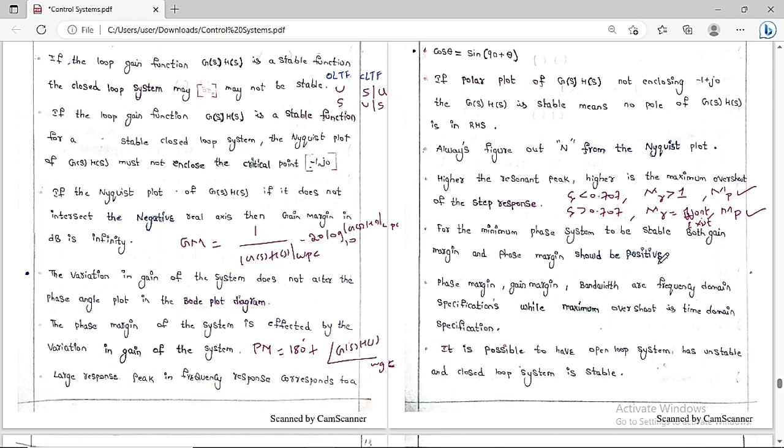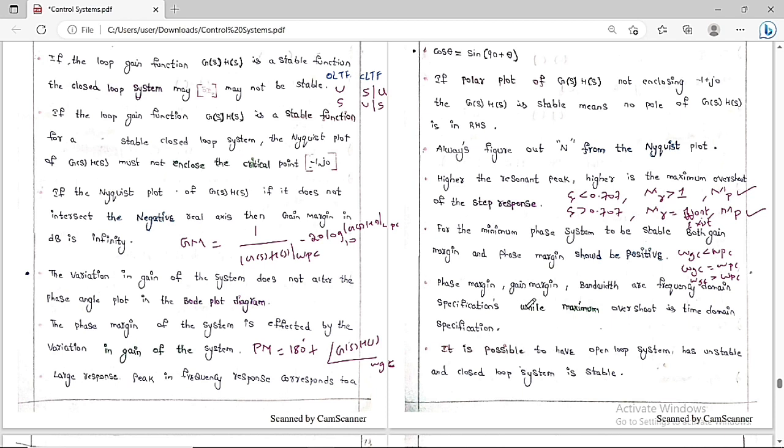I've already told you one important point. For a stable system, the gain crossover frequency is lesser than the phase crossover frequency, and both the gain margin and the phase margin are positive. For a marginally stable system, the gain crossover frequency is equal to the phase crossover frequency, and both the gain margin and phase margin are equal to 0. Whenever the gain crossover frequency is greater than the phase crossover frequency, the system is said to be unstable, and both the gain margin and phase margin are negative. I have already told you these many times.